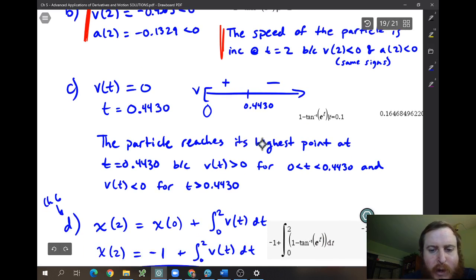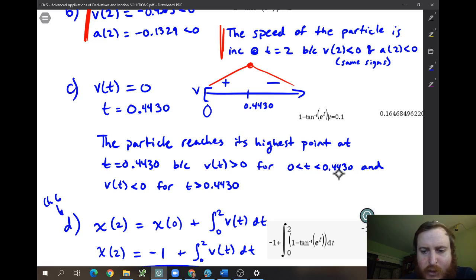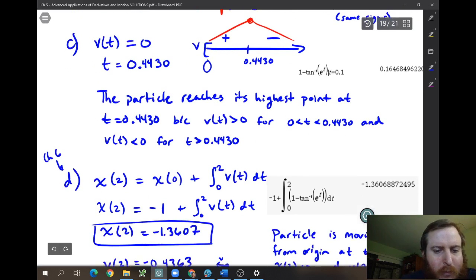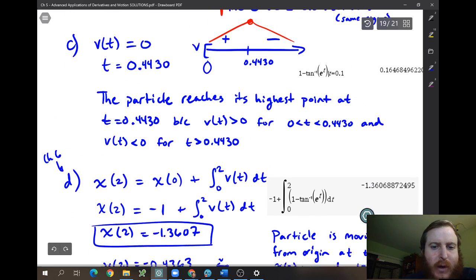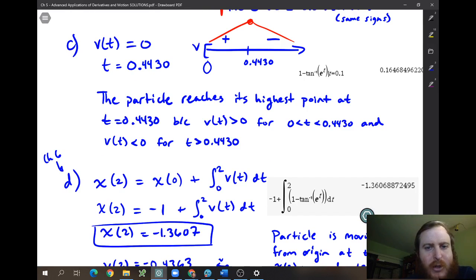So this means the particle reached its highest point at time 0.430 because it increased and then it decreased, right? It never did anything else. It increased, then it decreased. So this has to be the max. So just state that in words: the particle reaches its highest point because v of t is greater than 0 for 0 less than t less than 0.430, and v of t is less than 0 for t greater than 0.430. You're just basically stating your number line in words. It's not a relative max, so we don't want to say it just changed from increasing to decreasing there, because this is the only time it changes from increasing to decreasing. So we want to try to make that clear.